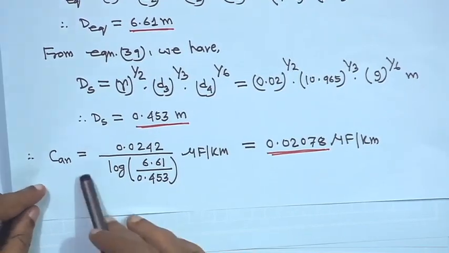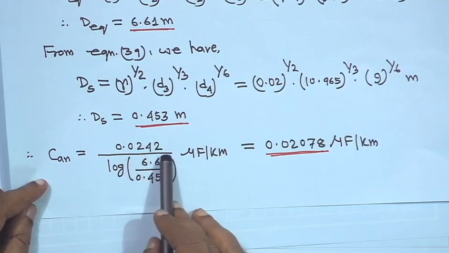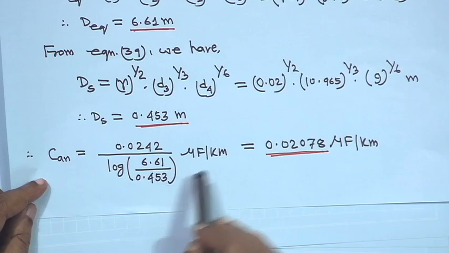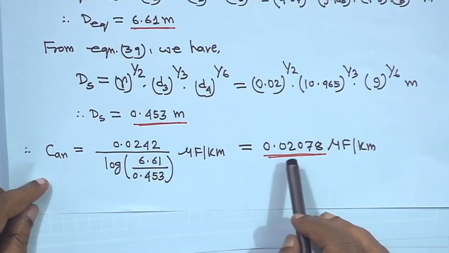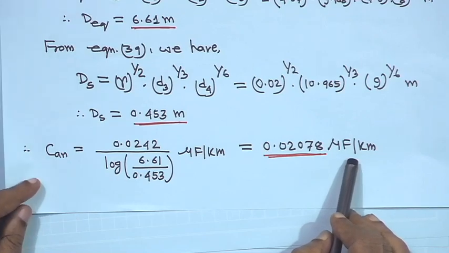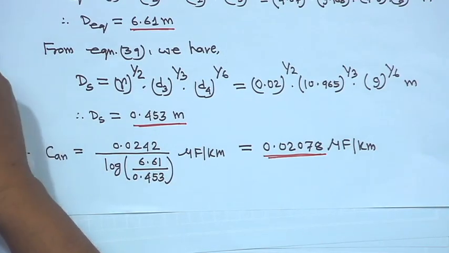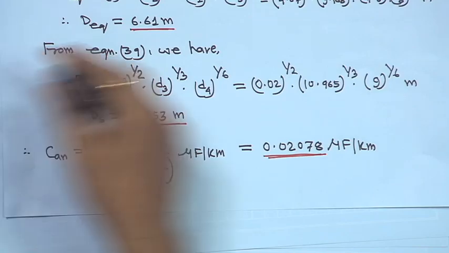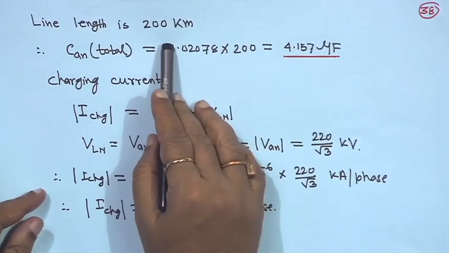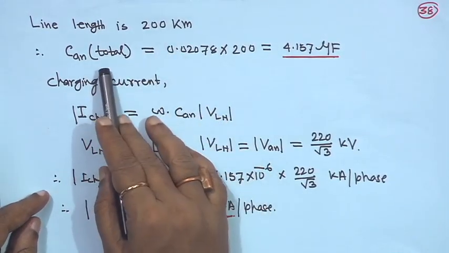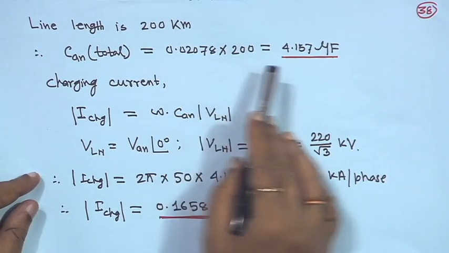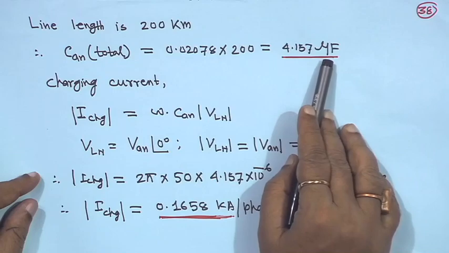Now, CAN will be, by that formula, 0.0242 divided by log of 6.61 upon 0.453 microfarad per kilometer, that is equal to 0.02078 microfarad per kilometer, right. Now, line length is given 200 kilometer. Therefore, the total CAN will be 0.02078 multiplied by 200, it will give 4.157 microfarad, right.